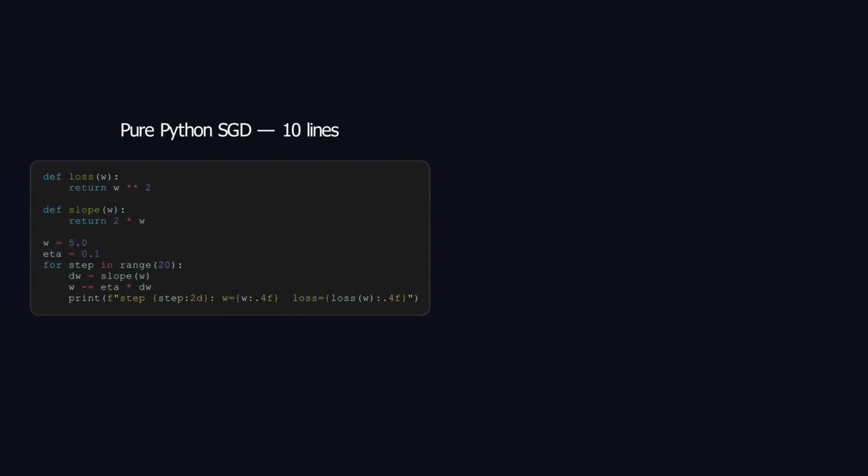Let's write SGD in pure Python. No library, 10 lines. The math is the code, 2 functions. Loss of the weight matrix W returns the weight matrix W squared. Slope of the weight matrix W returns 2 times the weight matrix W. These are exact derivatives, no autograd, no magic. Then the loop. Start at the weight matrix W equals 5, eta equals 0.1. Each step, compute the slope, then subtract eta times slope from the weight matrix W. That's the full update rule.